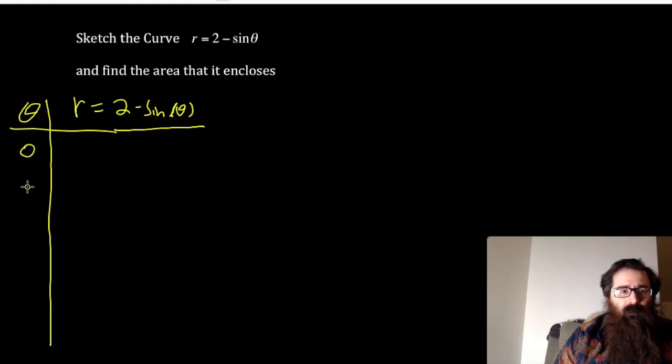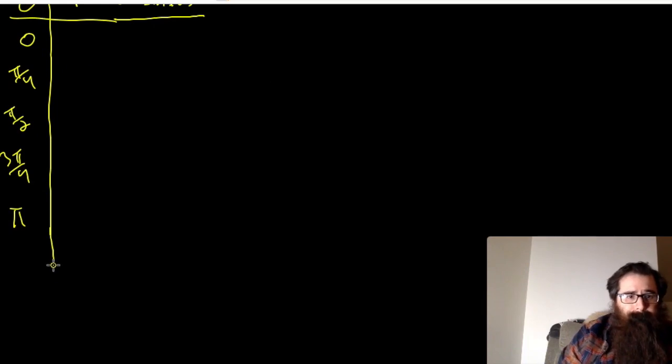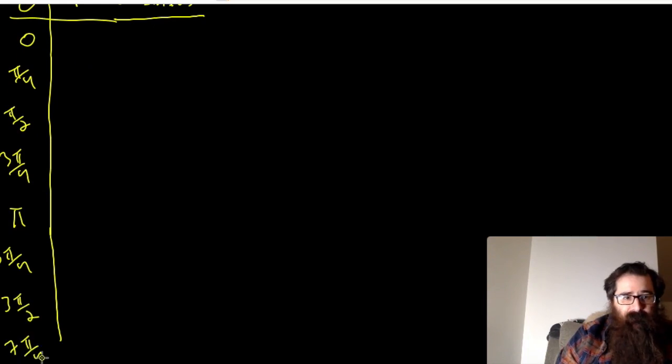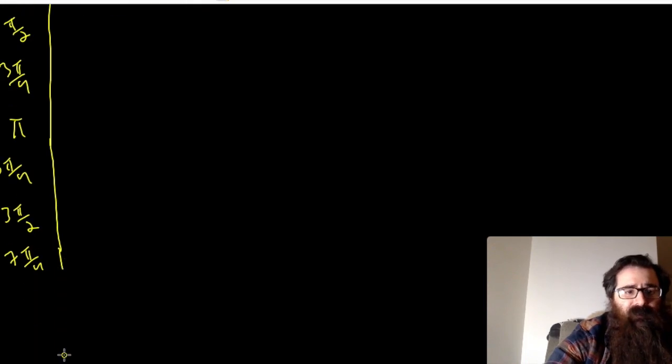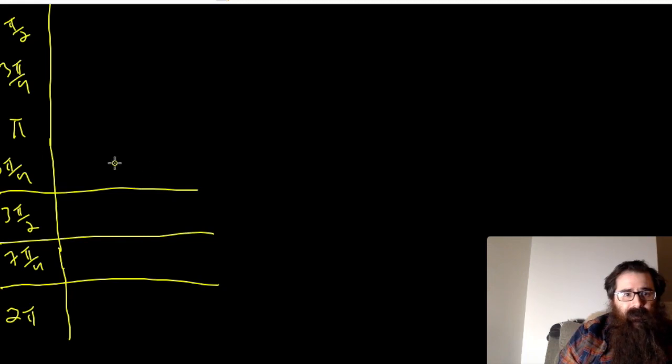I'm going to start at 0, and then I'm going to do pi over 4, 2 pi over 4, which is pi over 2, 3 pi over 4, 4 pi over 4, which is pi. Need some more room here. 5 pi over 4, 6 pi over 4, which is 3 pi over 2, 7 pi over 4, and then almost done. One more would be 8 pi over 4, which is 2 pi. I just want to go up to 2 pi, and my scale is by pi over 4. And I'm setting up my table.